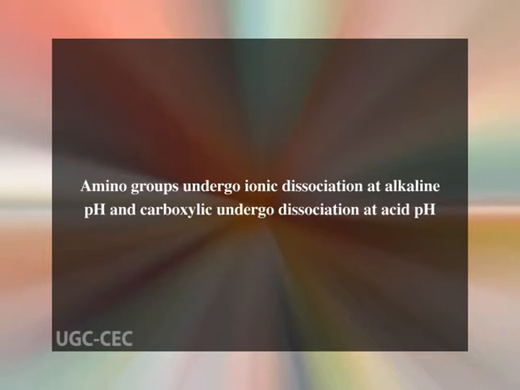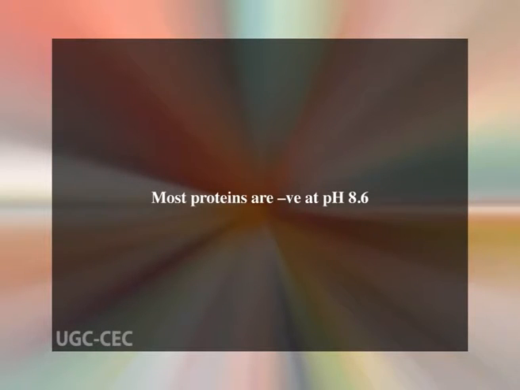Electrophoresis. Proteins in aqueous solution carry charged groups, for example, carboxylic and amino groups, that can be separated under an electric field using various stabilizing media. Amino groups undergo ionic dissociation at alkaline pH and carboxylic groups undergo dissociation at acidic pH. Most proteins are negative at pH 8.6.